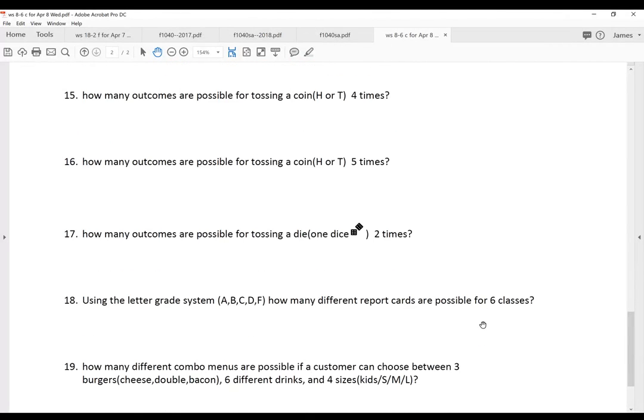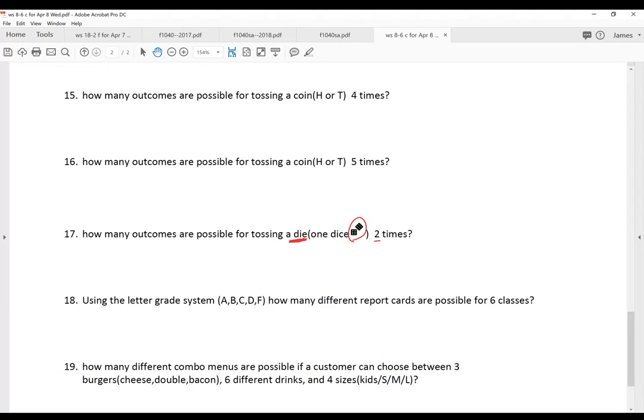Okay, and then number 16, a die. If you have 2 of them, it's called a dice. See the picture right there? If you have 2 of them, it's dice. If you only have 1 dice, it's called a die. Not, I'm gonna kill you, but it's just the singular of dice. Okay, so if you toss 1 die twice.